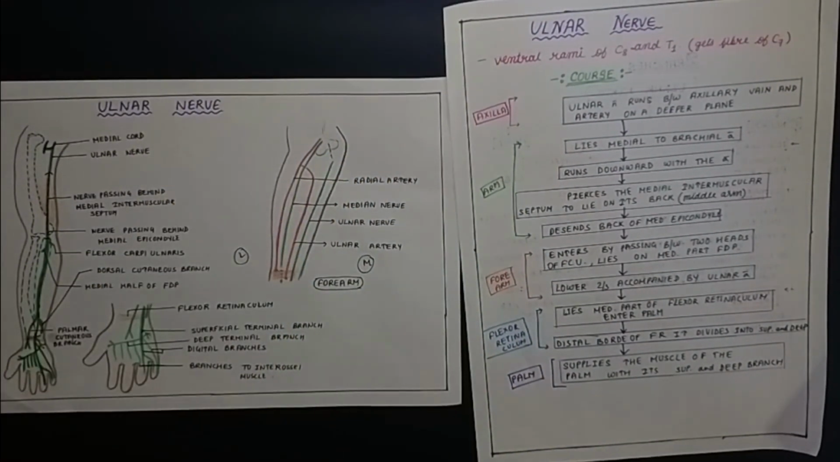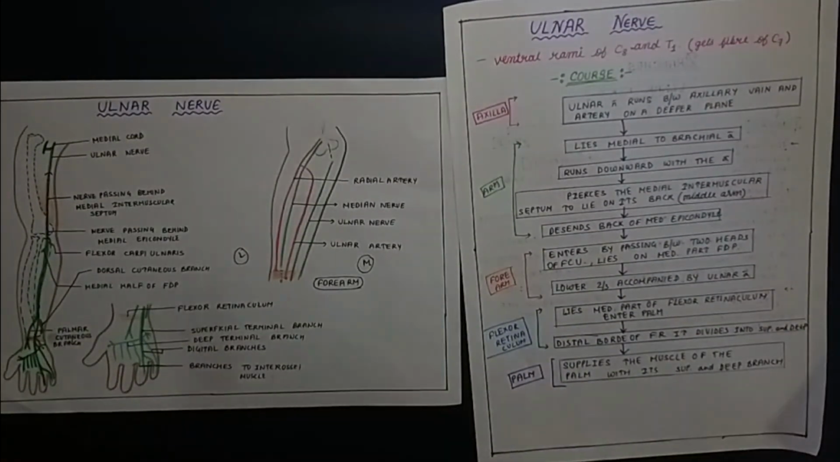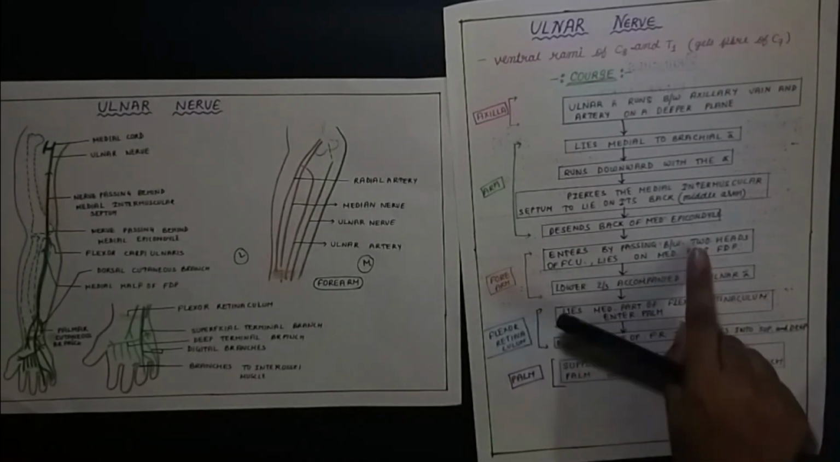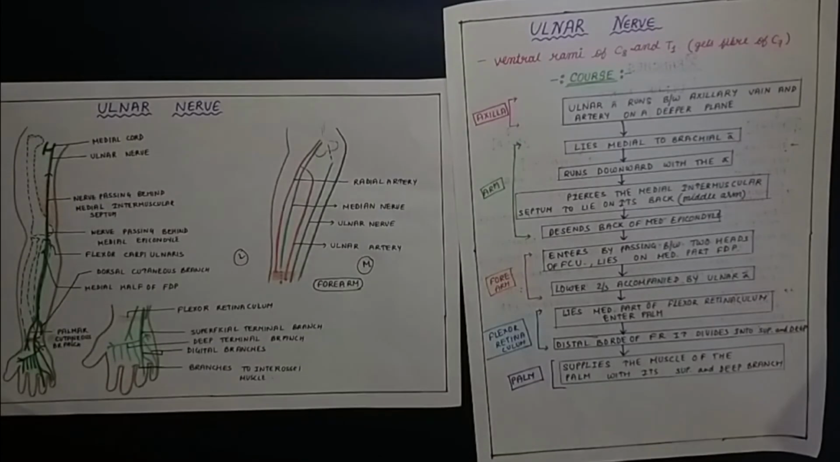Okay, and even the paralysis of the medial part of the flexor digitorum profundus occurs because of the pressing of the ulnar nerve between the two heads of the flexor carpi ulnaris. So this is called cubital tunnel syndrome.